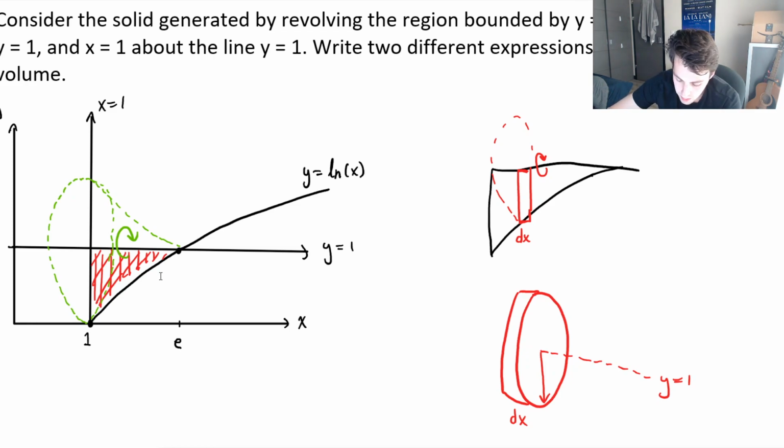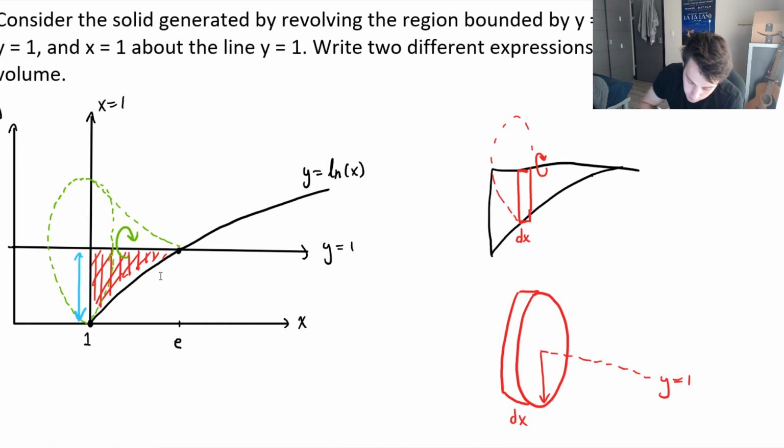Well, okay, when we are at x equals 1, we know that ln will be 0, right? So at that point, the radius will be 1, the distance from the x-axis to the line y equals 1. That distance will be 1. But as we get closer and closer to the tip of that shape, that's when x equals e, you can see that the radius of the disk that we are creating will get smaller and smaller.